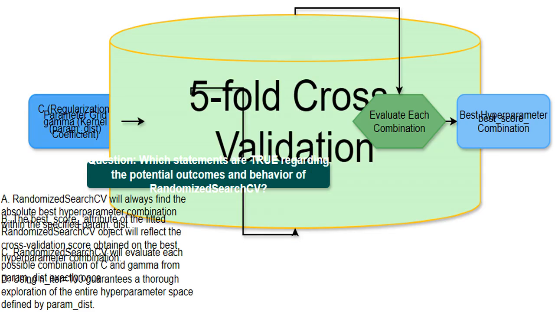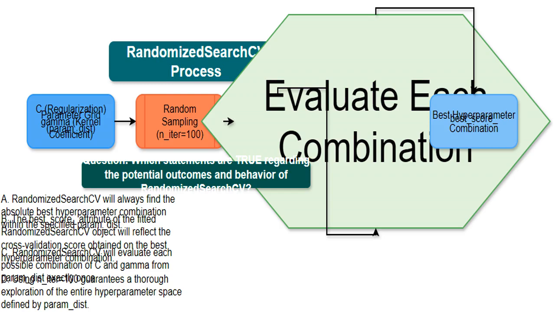To estimate how well each randomly chosen combination of hyperparameters performs, 5-fold cross-validation is used. The data is split into 5 parts. The model is trained on 4 parts and tested on the remaining part, repeated 5 times with a different test part each time. The average performance across these 5 folds is used to evaluate the hyperparameter combination. Crucially, RandomizedSearchCV does not evaluate every possible combination of C and gamma. It only evaluates the 100 randomly selected combinations specified by n_iter.